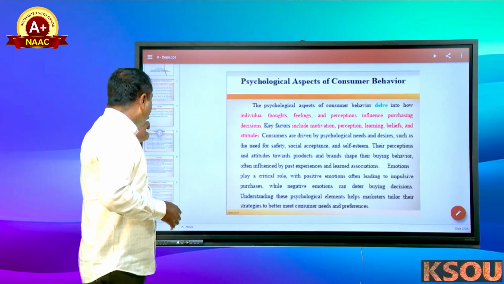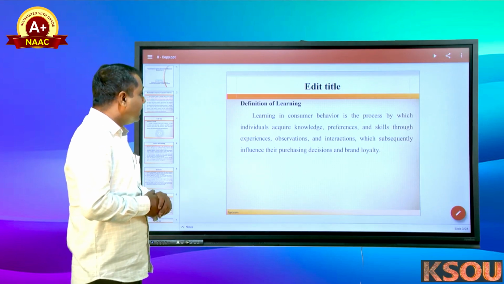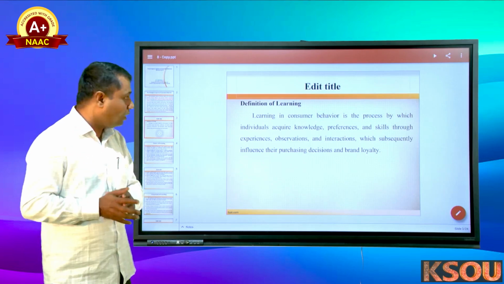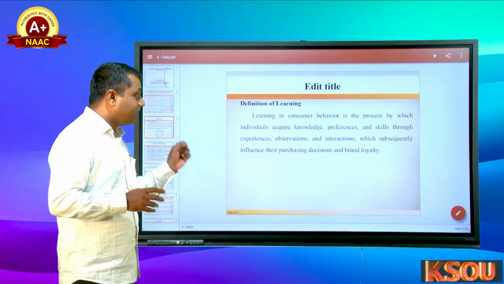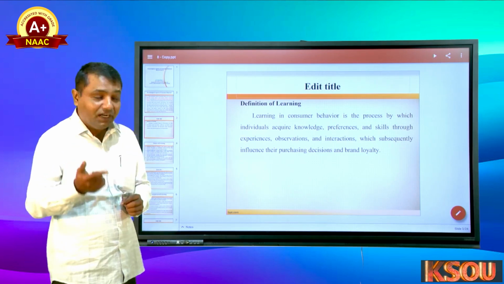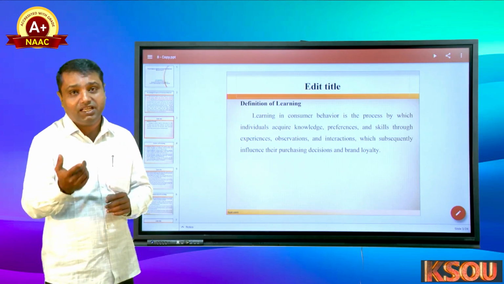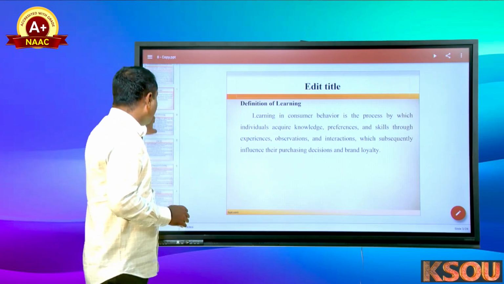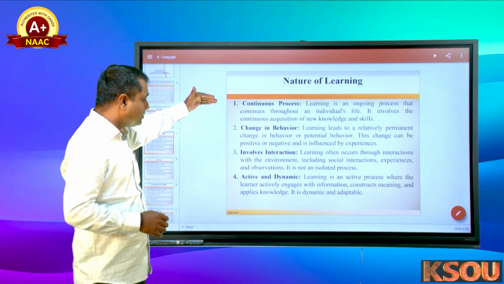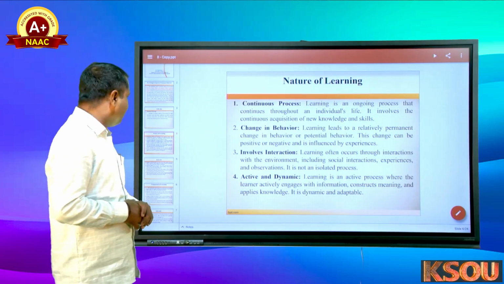What exactly is the definition of learning? Learning in consumer behavior is the process by which individuals acquire knowledge, preferences, and skills through their experiences, observations, and interactions, which subsequently influence their purchasing decisions and brand loyalty. What is the nature of learning? These are the natures of learning: continuous process, change in behavior, involves interactions, active and dynamic.